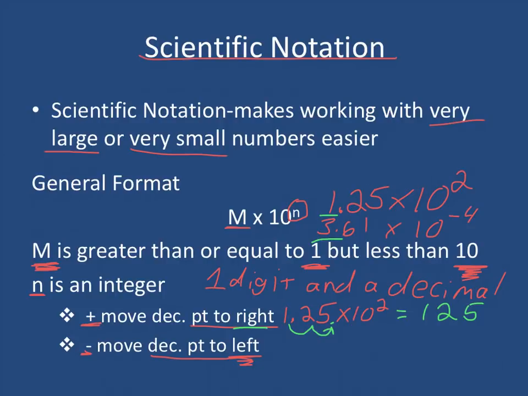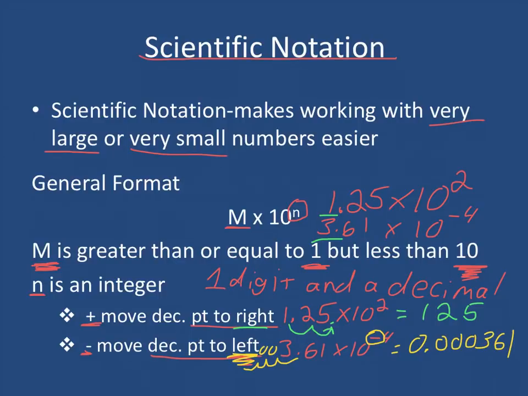Second example I gave you was 3.61 times 10 to the negative fourth. Here I have that negative sign, so I have to go to the left 1, 2, 3, 4 spots. Each of those spots are going to be filled with zeros. I kind of ran out of space there, but what I get is 0.000361, which is a much smaller number. It's a small number, and so we put it into scientific notation.